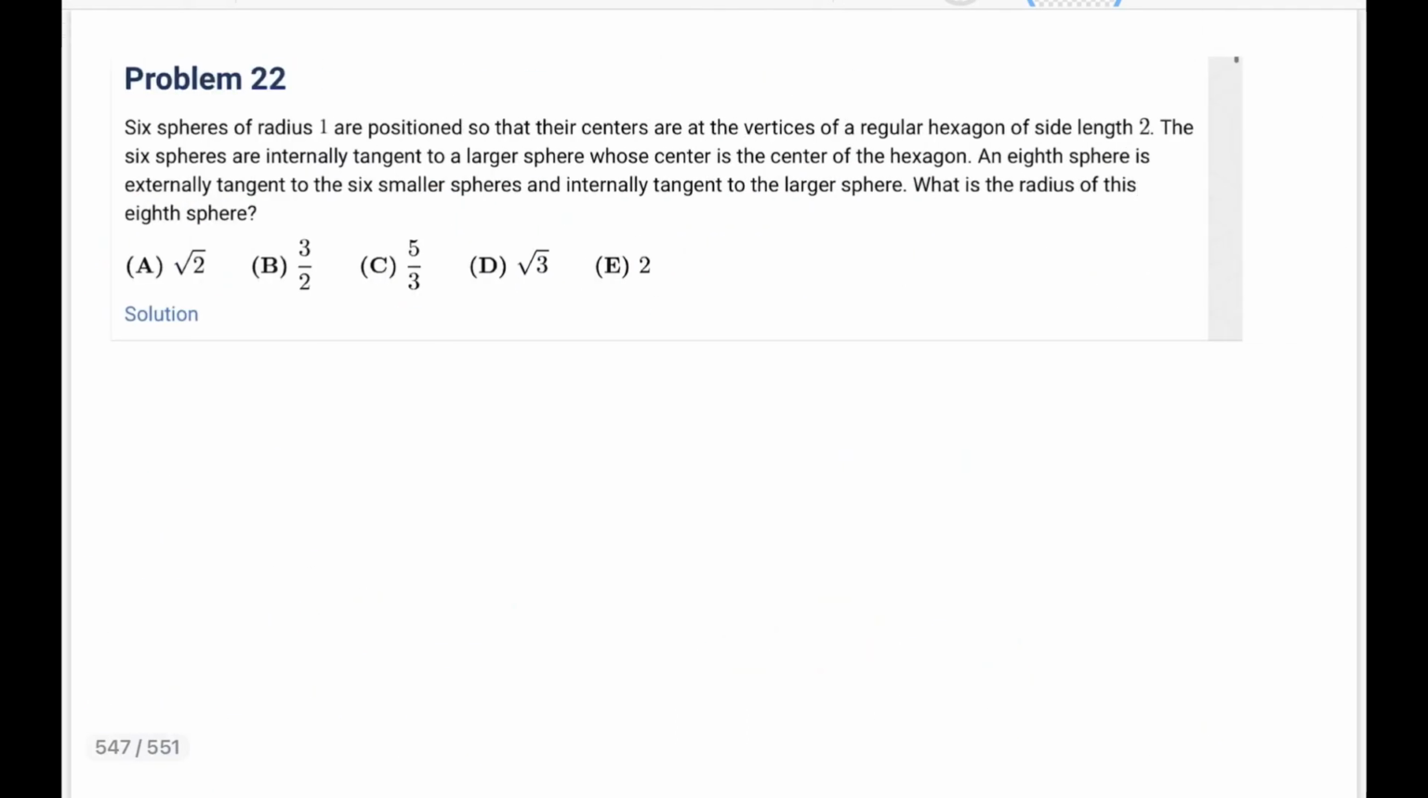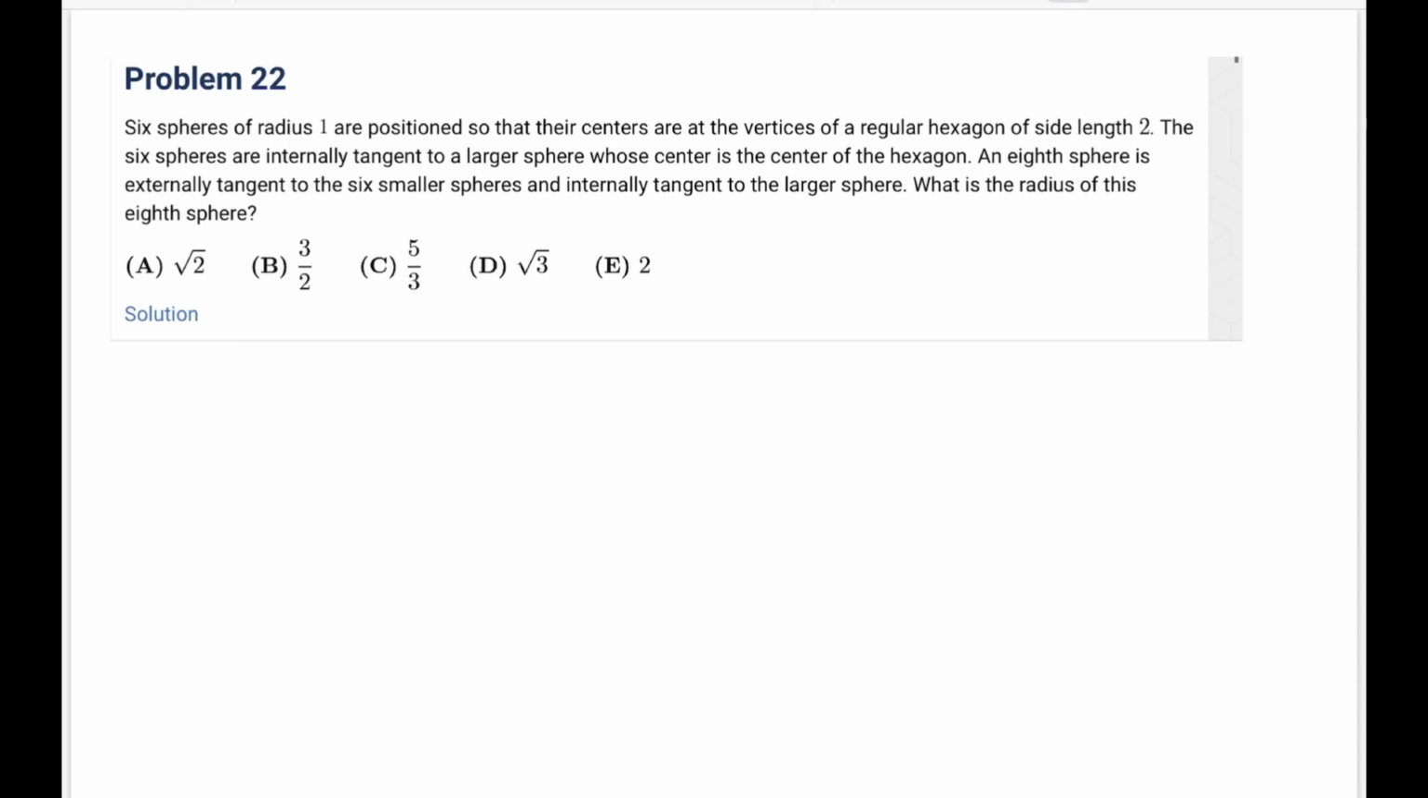Number 22, 6 spheres of radius 1 are positioned so that their centers are at the vertices of a regular hexagon of side length 2. The 6 spheres are internally tangent to a larger sphere whose center is the center of the hexagon. A 7th sphere is externally tangent to the 6 smaller spheres and internally tangent to the larger sphere. What is the radius of this 7th sphere?